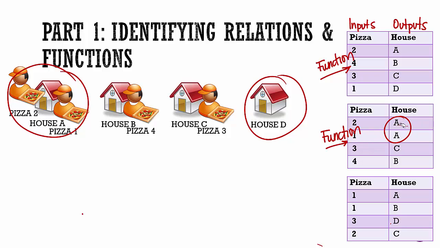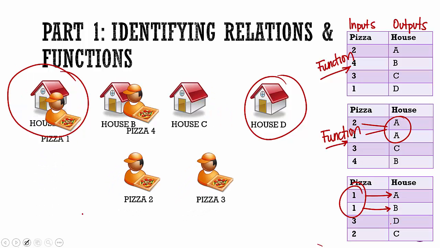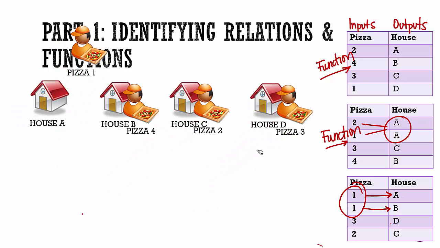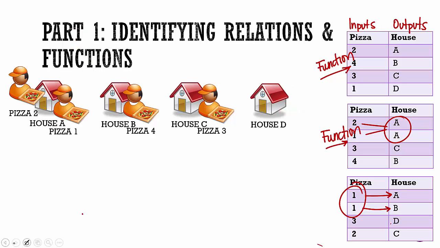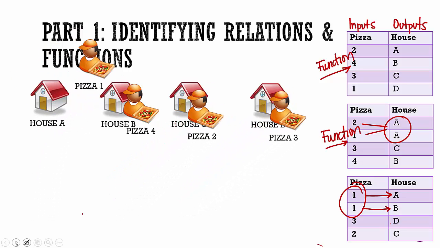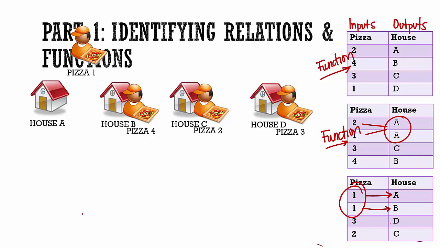Now, some of these are repeated, where 2 goes to both A and so does 1. But down here, if you notice, we have a repeat of 2 pizzas trying to go to one house. Pizza 1 is trying to go to house A and to house B. So if we try to model that, there's really no place for pizza 1 to go. It doesn't know whether to go to house B or house A. Where pizza 3 went to house D, and pizza 2 went to house C.